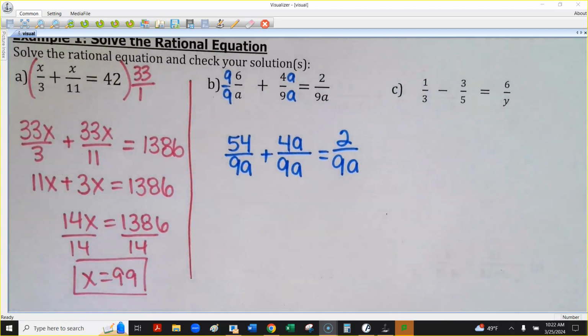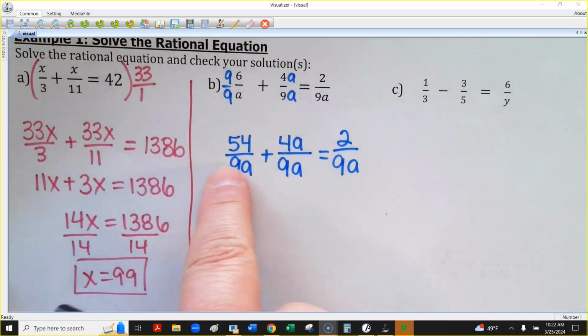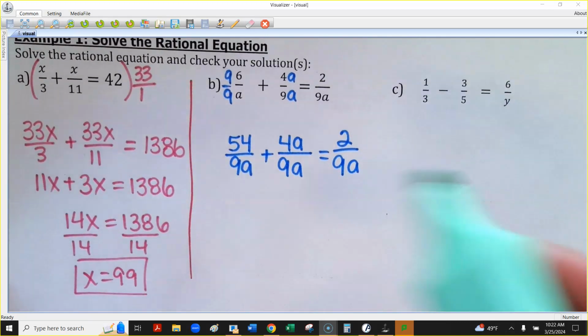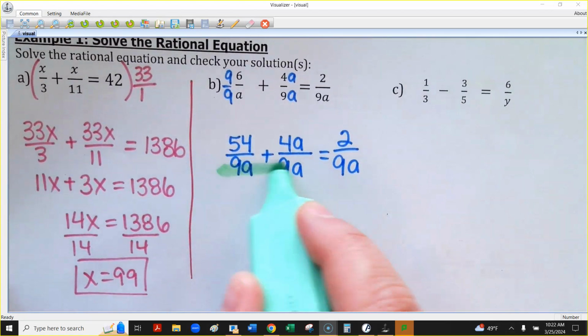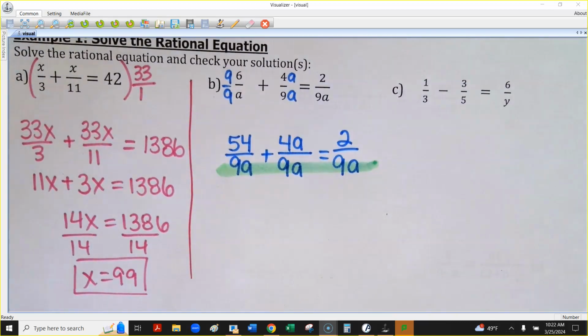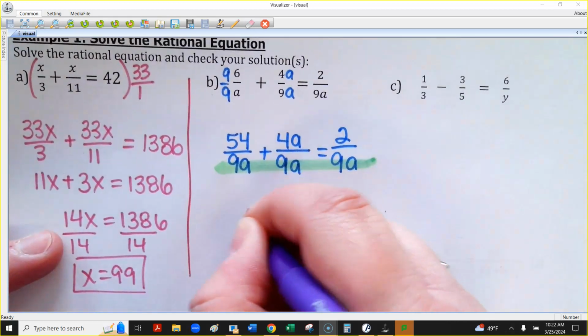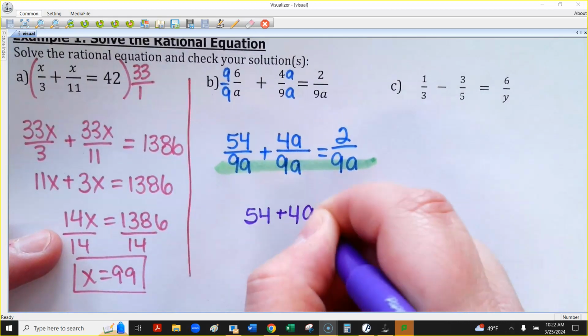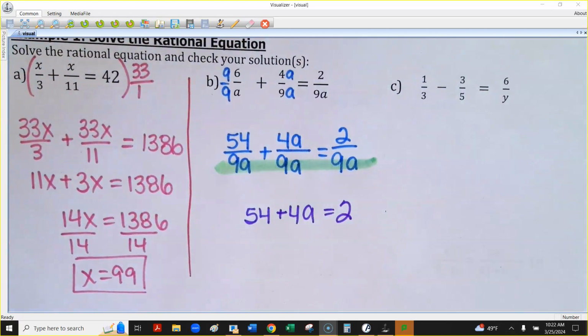Here's what you can do. If you make all the denominators match, you can literally just cross them out, because if those are all equal, they would stay the same, and it forces just the top to be your equation. So the equation you'd solve is 54 plus 4a equals 2. If you can make all the denominators match, you can just cross them right out and just solve the top of the fraction, because the denominators would be the same if you added them together on the left side, and it would match up with the right. So you just work on the top.